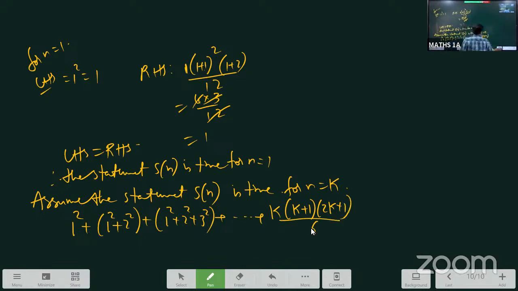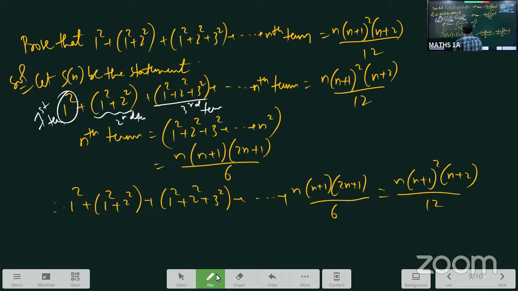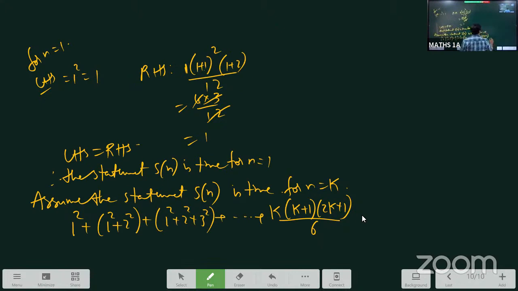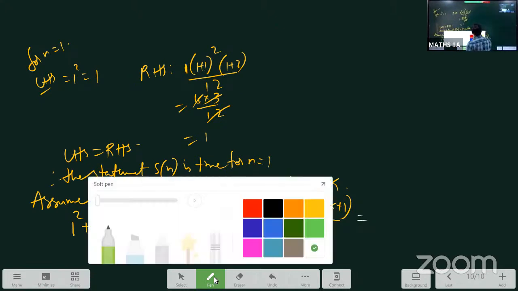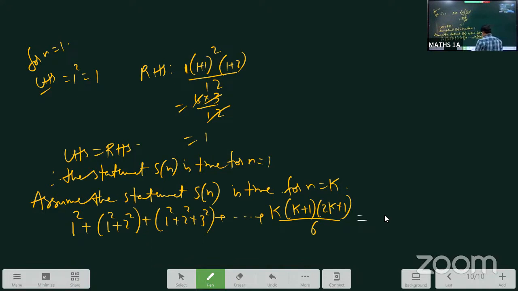Correct, no? In your nth term, this is your nth term. In this nth term, you put n as k. That only I did here. That is equal to, this side also you are going to put the same thing. What is that? K into k plus 1 whole square into k plus 2 divided by 12.